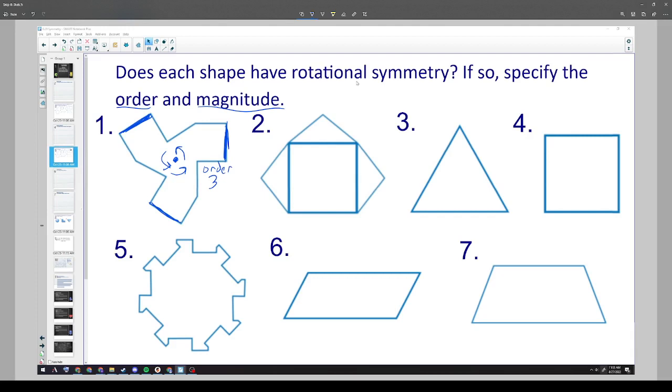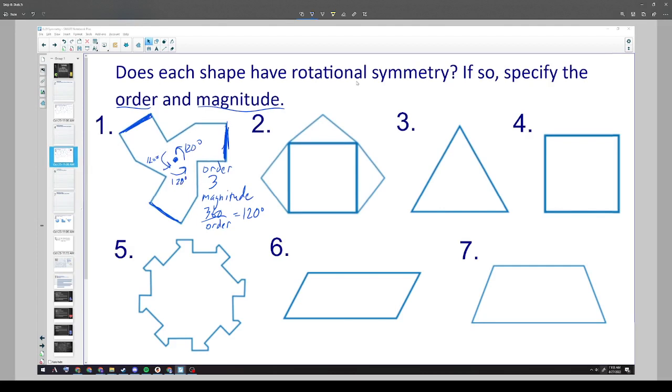And then the magnitude is simply the number of degrees we have to rotate to find the next time it's symmetric. So the magnitude is always just going to be 360 divided by the order. So it's kind of redundant. They tell us the same thing. And if we multiply them together, they should always give us 360. So if I divide 360 by my order of 3, that means that from where we started to our second symmetric orientation, we went 120 degrees. Then we went 120, and then we went 120 to return to our original state.